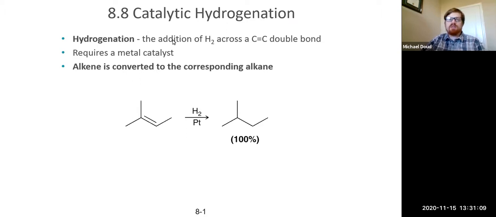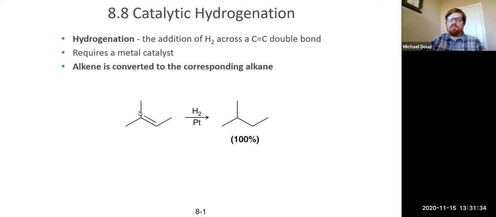And the next one we have is a pretty simple one. It's hydrogenation, and it's exactly like it sounds. You basically just add two hydrogen atoms across the double bond. So the two new sigma bonds you form are just CH sigma bonds. And so you basically consume one molecule of hydrogen for each carbon-carbon double bond that you add to. And basically all that happens is the alkene is converted to the corresponding alkane.